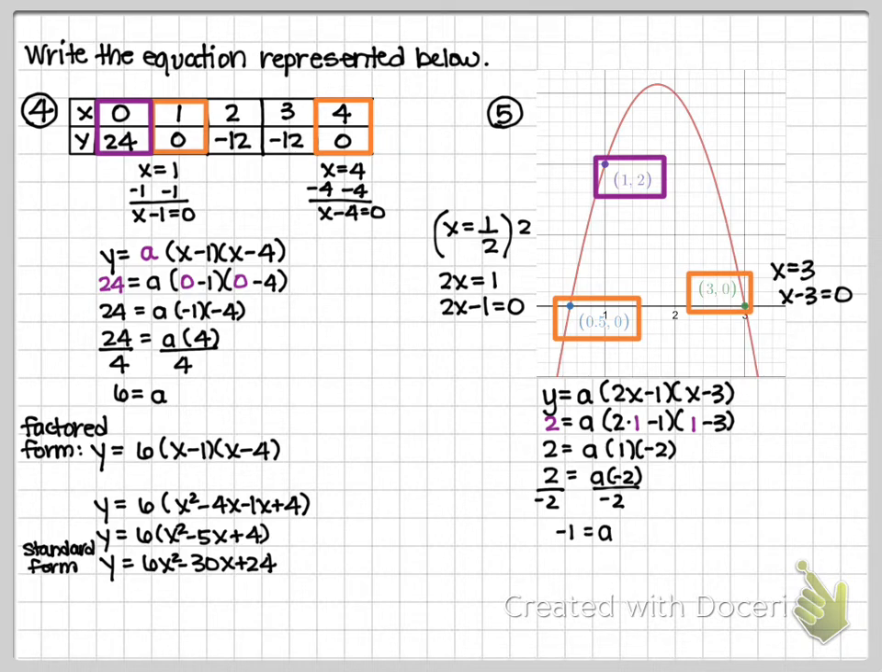Last thing I need to do is write the equation. I think I'm just going to leave this one in factored form since it doesn't specify. -1 as my a, and then 2x minus 1 and x minus 3. That's my equation for that one.